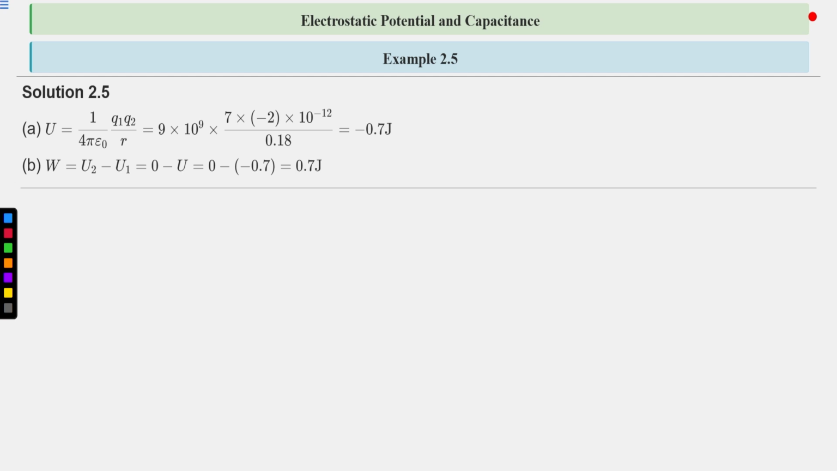putting them at infinity. So U2 minus U1, final minus initial. Final potential energy, we are separating them up to infinity, so final potential energy will become 0. Initial potential energy was minus 0.7, so put the minus 0.7 here. So this will result in 0.7. So the same work done, but the opposite sign. Now we are separating them.